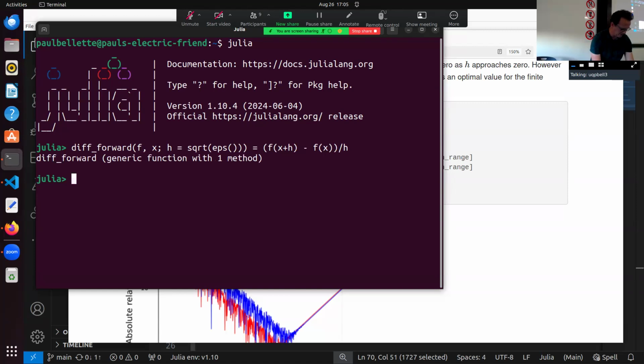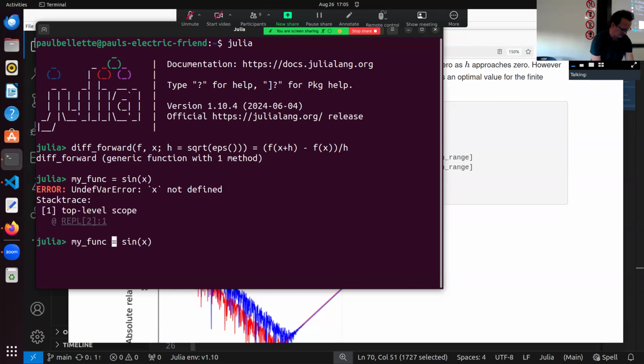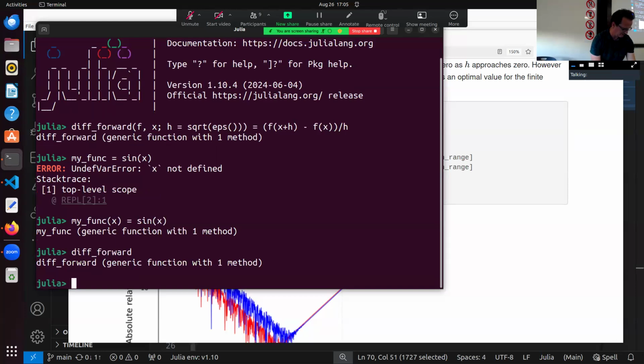So if we have some random function, sin x... sorry, who can tell what I did wrong there? I didn't do an inline function by doing that. If we want to go diff forward, my func.